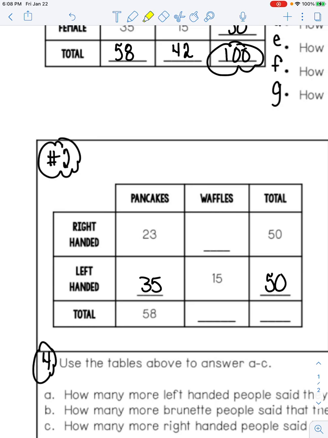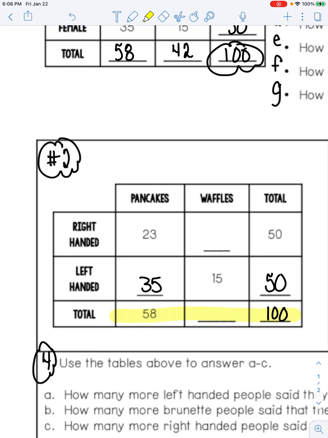So for example, here, I know I have two parts that I can add to get my total of 100. So 50 plus 50 is 100. There's another box I filled in. Now I notice, and again, you can be all over the place. That's okay. Look right here.